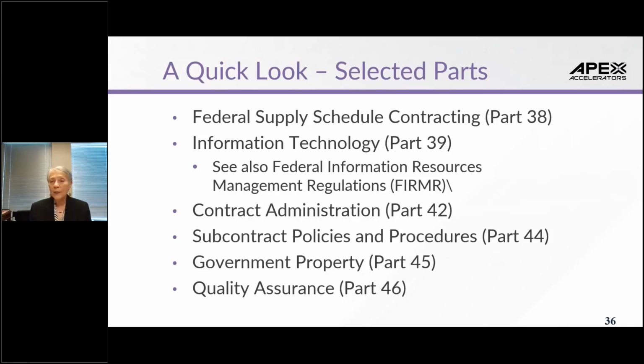If you are going after a GSA Federal Supply Schedule contract, you will want to become familiar with Part 38. If you're selling information technology, you want to become familiar with Part 39. And Part 42 is really a reference. It covers contract administration. Subcontract policies and procedures are covered in Part 44. And you may not be aware of it, but sometimes your own purchasing system can be reviewed by the government for adherence to the policies and procedures in Part 44. Government property is covered in Part 45. So if you're going to be using government property in the performance of your contract, you'll want to look at that. Everyone is covered by quality assurance.